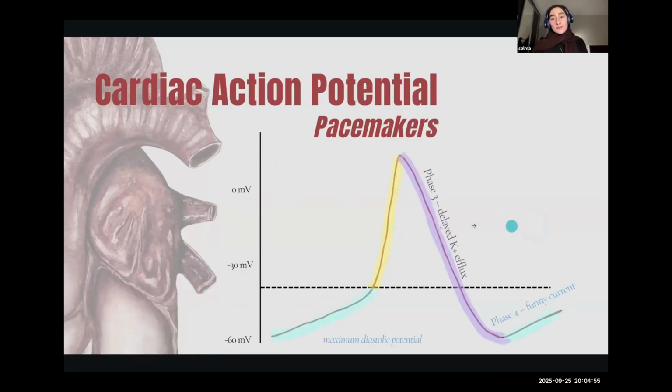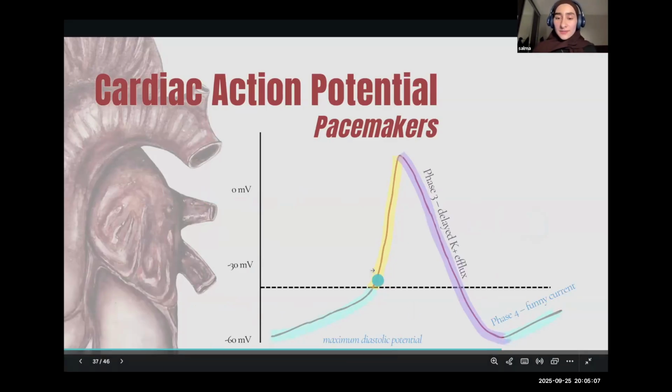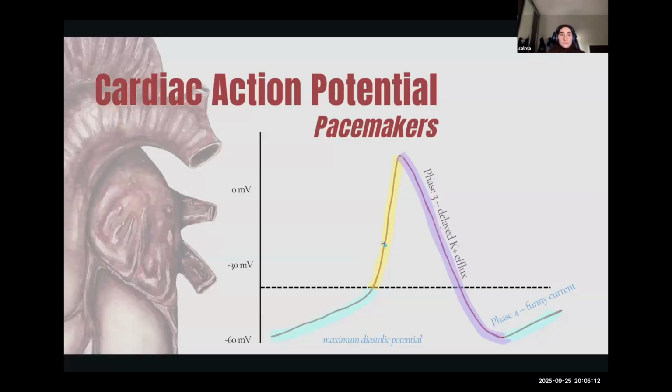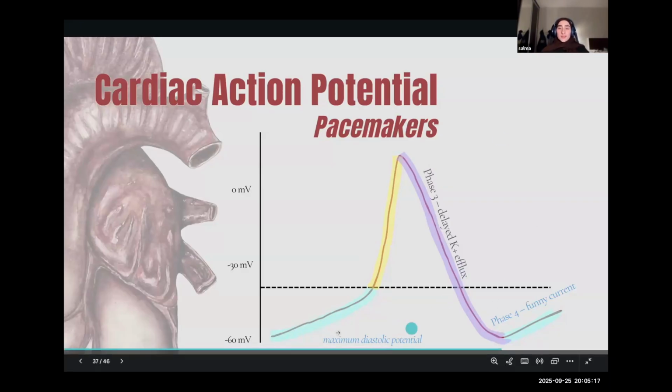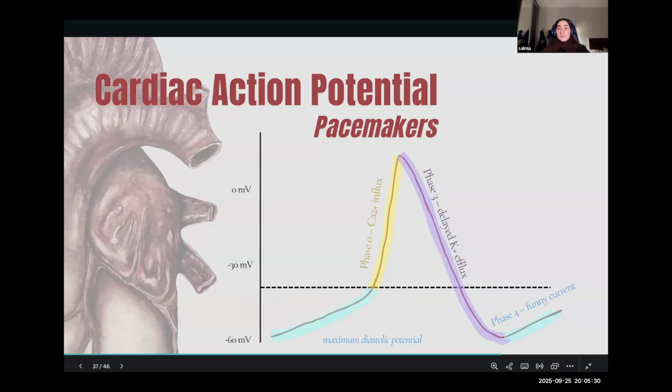Okay. Now, this was meant to be a quiz actually. I was meant to ask you guys, but the animation lagged. What causes this part? This depolarization? Calcium. What causes the constant depolarization, the slow upstroke? Funny channels. What causes the repolarization? Potassium. Okay.